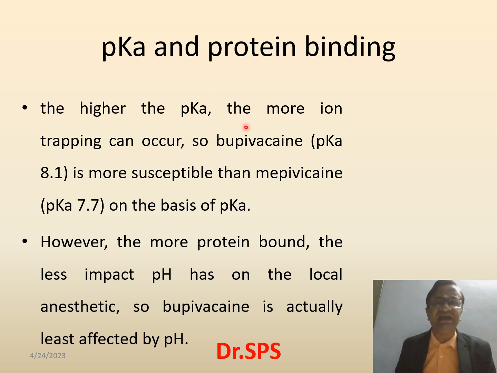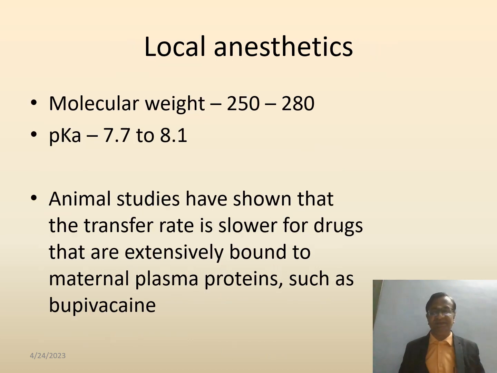The higher the pKa, the more ion trapping can occur. So bupivacaine is more susceptible than mepivacaine on the basis of pKa. So this is very important because I already told you the previous testing. What is ion trapping? So pKa higher, they are more susceptible to ion trapping. It goes in there, the pH is less, it cannot come back from the fetus to the mother. That is what is called ion trapping. The more protein bound, the less impact pH has on the local anesthetic. So bupivacaine is actually least affected because it's more protein bound. The pH cannot influence bupivacaine. That is why bupivacaine is least affected by pH.